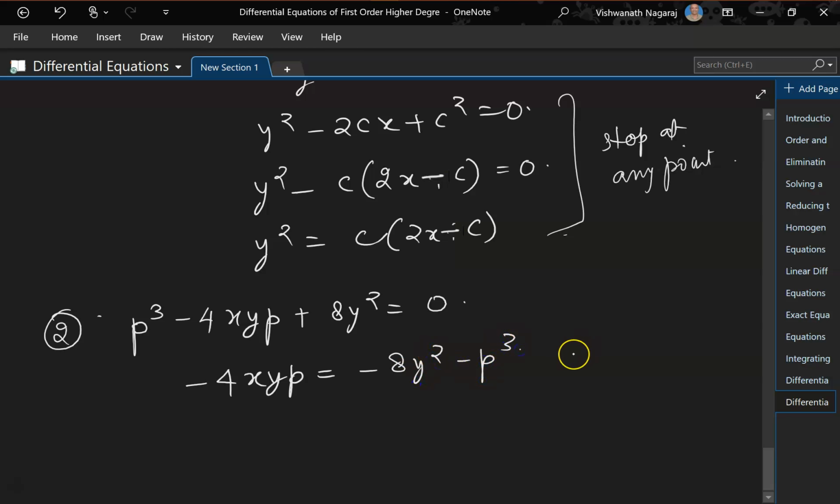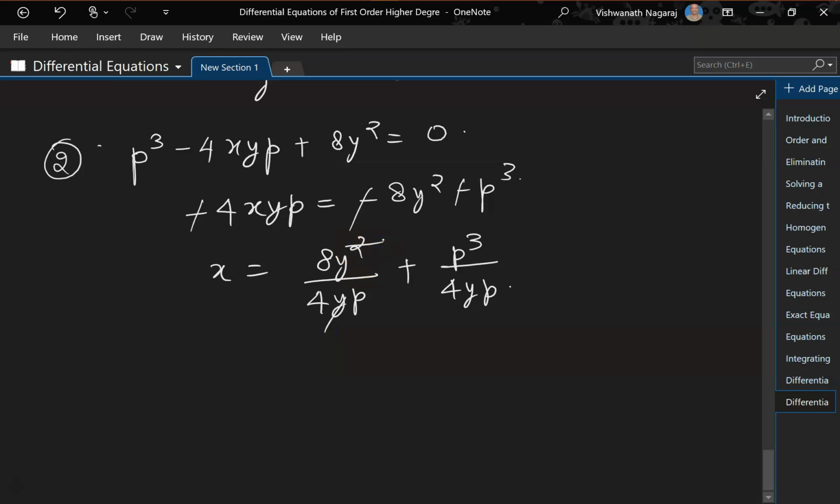Okay, so multiply the entire thing by minus 1, so all become plus. x is equal to 8y square by 4yp plus p cube by 4yp. So y gets cancelled, p gets cancelled, so x is equal to 8y by 4p. So 4 2's, or I could have done this 4 2's here, and here I could have written 2y by p plus p square by 4y.